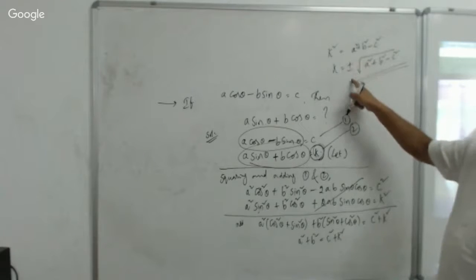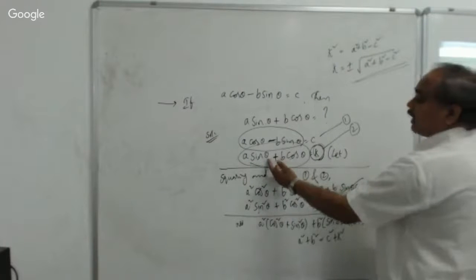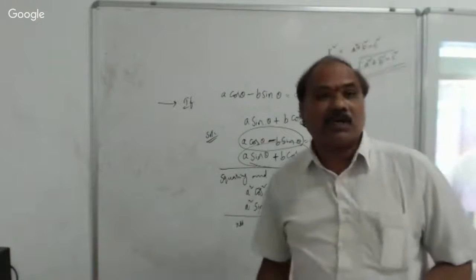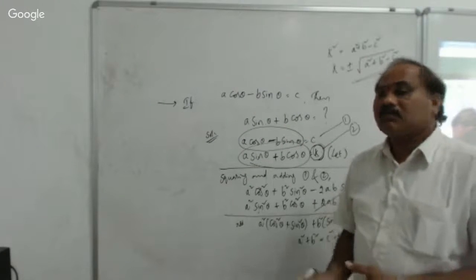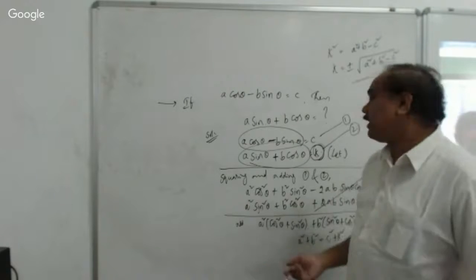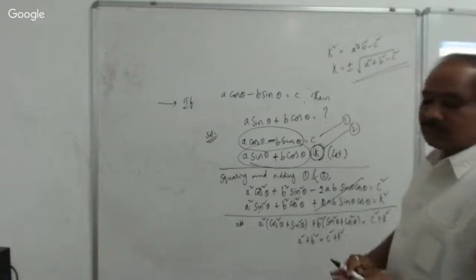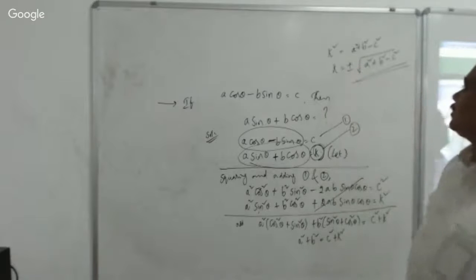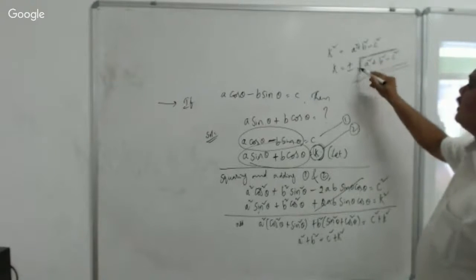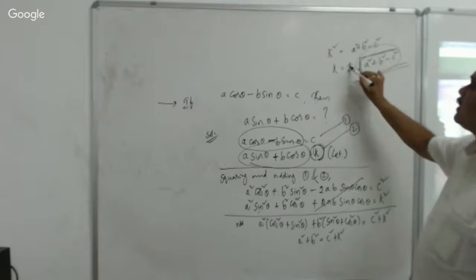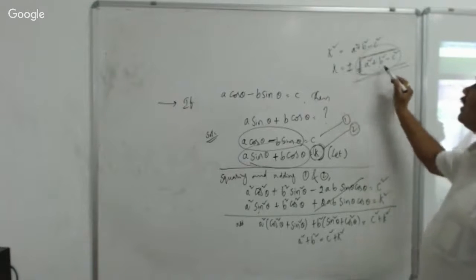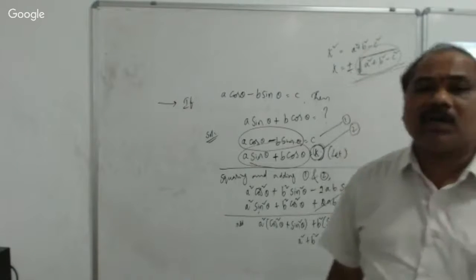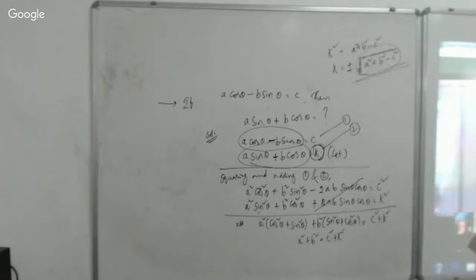That may be positive, may be negative. Why? Because we don't know the value of theta. In some quadrants, these both are positive. In some quadrants, both are negative. In some quadrants, one is positive, another one is negative. That's why we don't know the sign of the expression. But the square root is always positive. If you take the plus sign, you will get a positive quantity. If you take the minus sign, it is a negative quantity. Therefore, the value of k is plus or minus under root of a square plus b square minus c square.